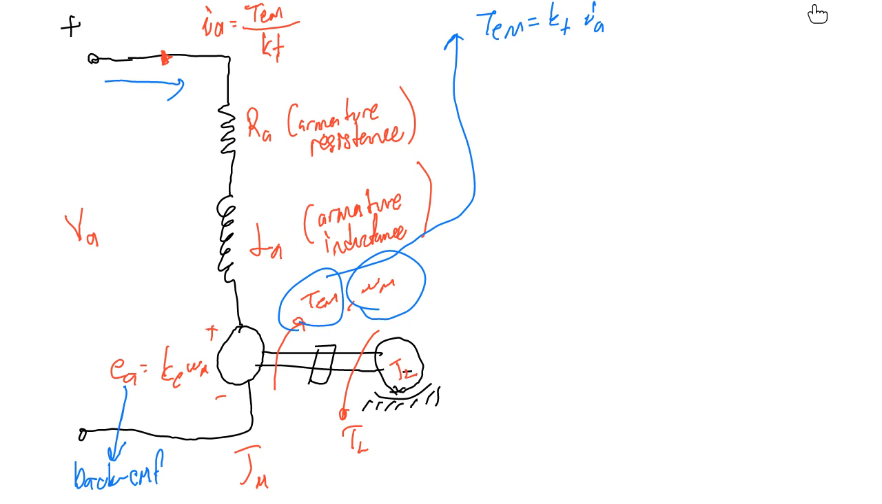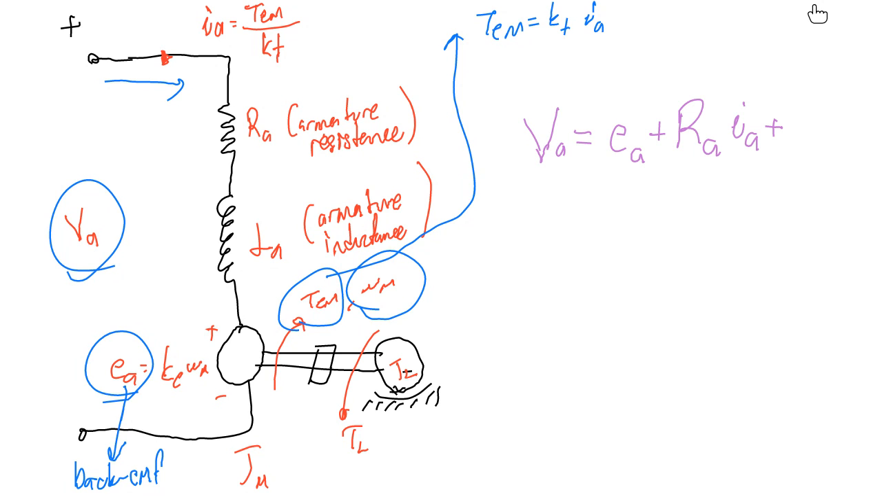So on the electrical side, the applied armature voltage Va becomes the back EMF Ea and causes the current Ia to flow. Recognizing that there is a voltage drop across both the armature winding resistance Ra, which includes the voltage drop across the carbon brush, and the armature winding inductance La, we can write the equation of the electrical side: Va equals Ea plus Ra Ia plus La dIa/dt.